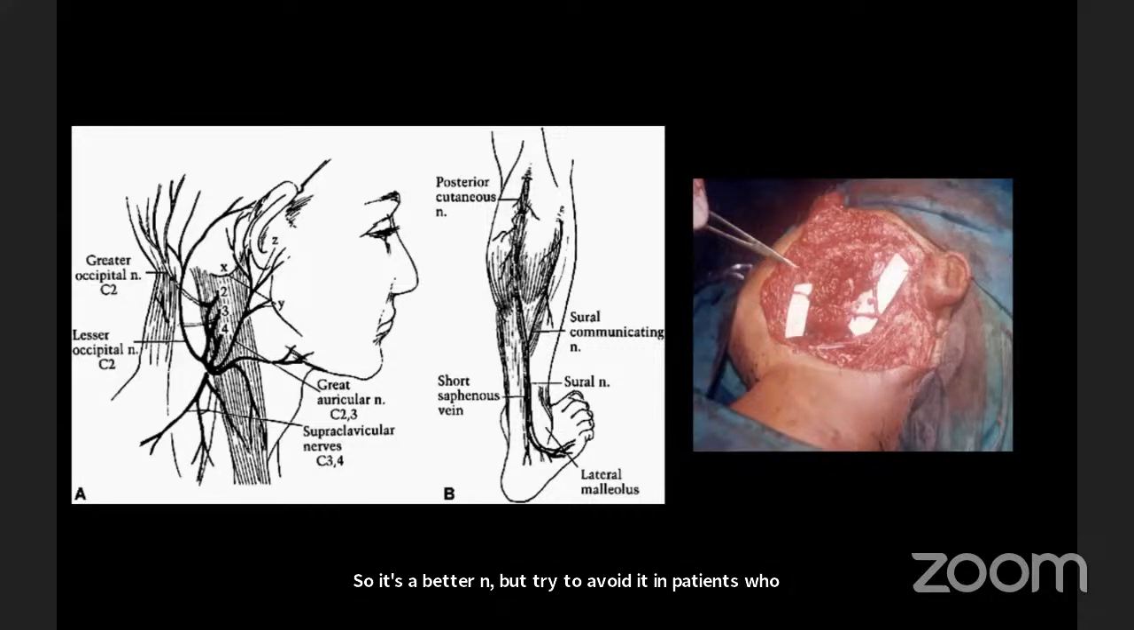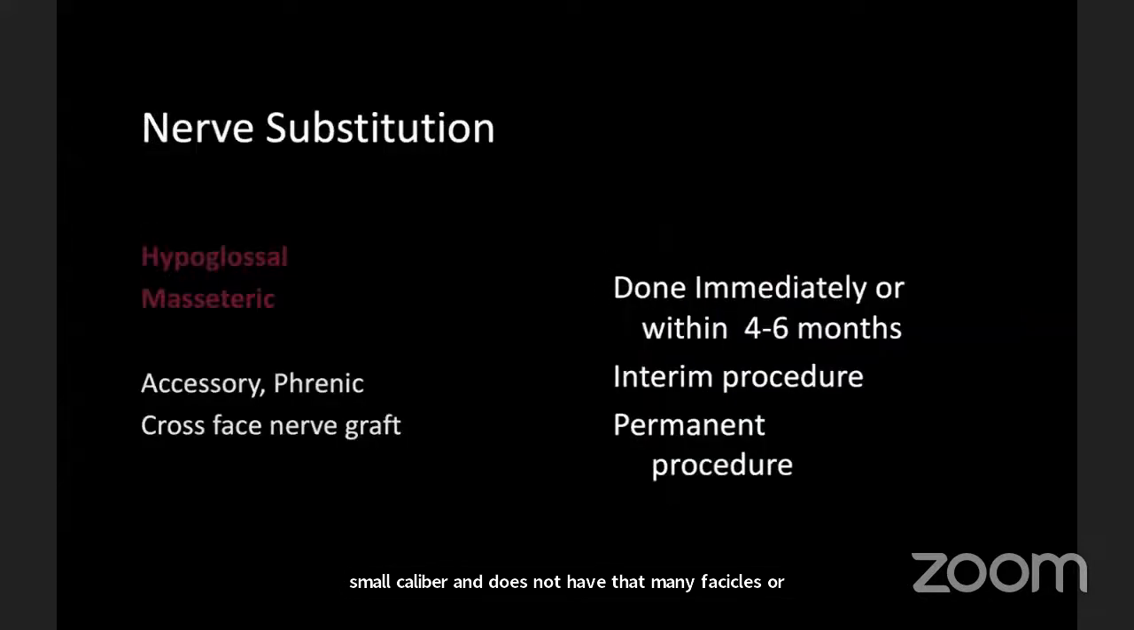Now, one of the things that has been suggested is, can you get a nerve with the branching patterns of the facial nerve, even though it's not recommended? So the medial antebrachial cutaneous nerve of the arm has a branching pattern which you can use, but it's very small caliber and does not have that many fascicles or that girth for you to suture it to the facial nerve, to the end nerves.